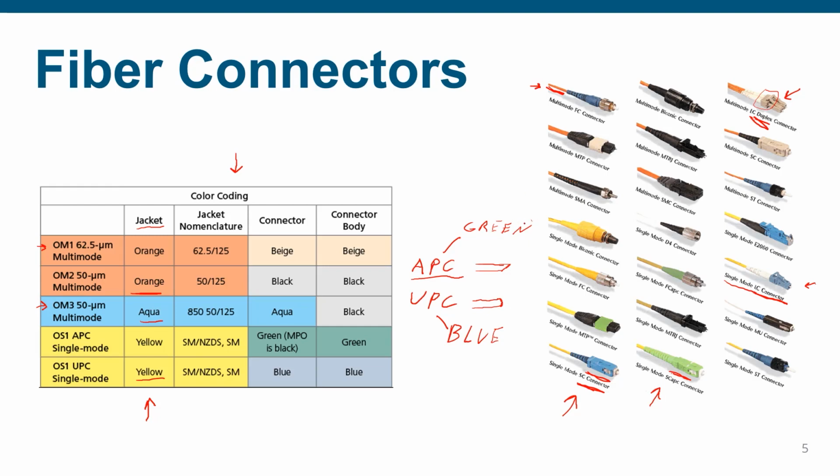A few other common connectors you'll find in older buildings will be your ST connector and FC connector. These are circular connectors that generally clip on or screw on to your fiber panel.